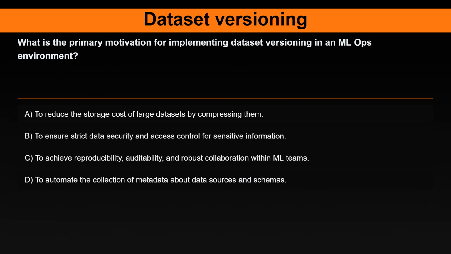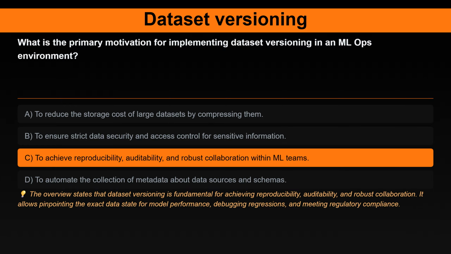Question 10. What is the primary motivation for implementing dataset versioning in an MLOps environment? Option A. To reduce the storage cost of large datasets by compressing them. Option B. To ensure strict data security and access control for sensitive information. Option C. To achieve reproducibility, auditability, and robust collaboration within ML teams. Option D. To automate the collection of metadata about data sources and schemas.